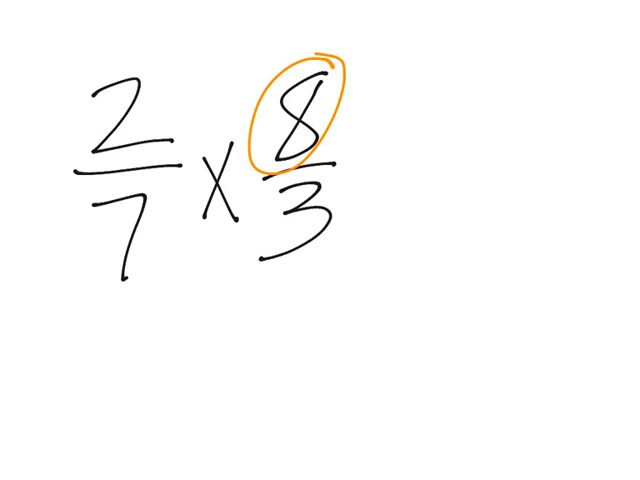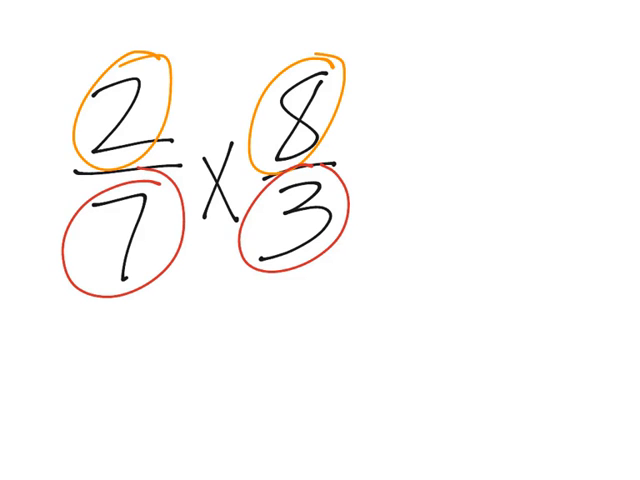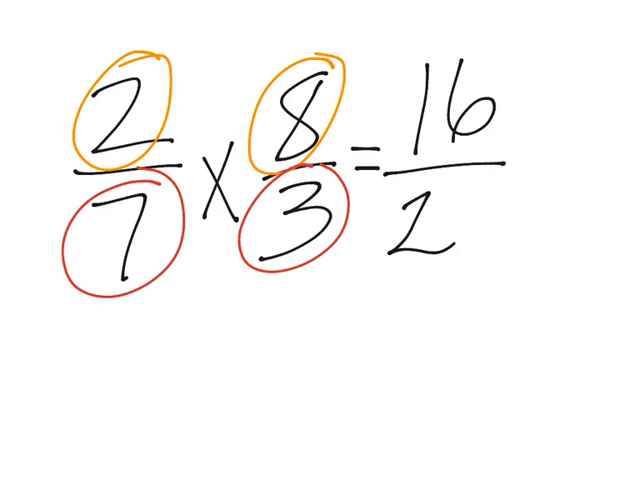Now we can focus on numerator times numerator, denominator times denominator. So 2 times 8 is 16, and 7 times 3 is 21. Since they do not have a factor in common other than the number 1, this answer is already in simplest form, so there's nothing else that we need to do to it.